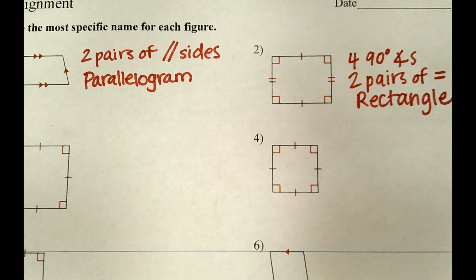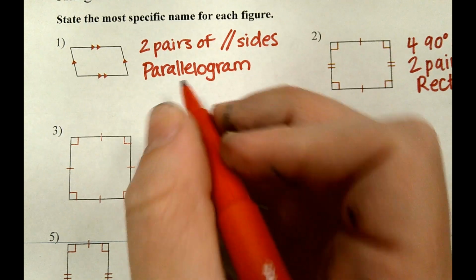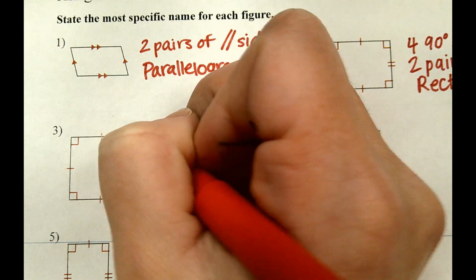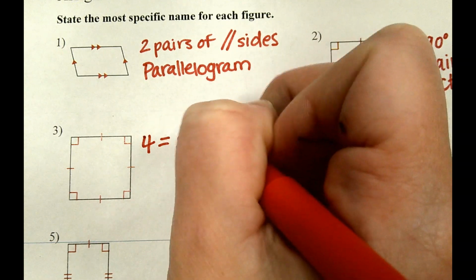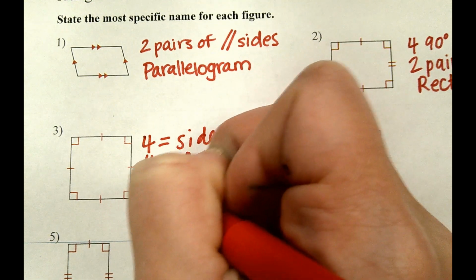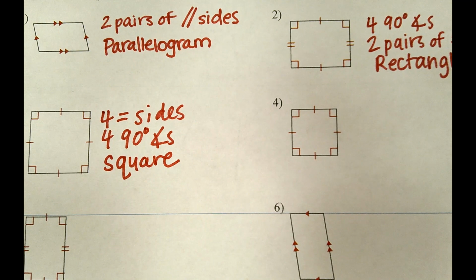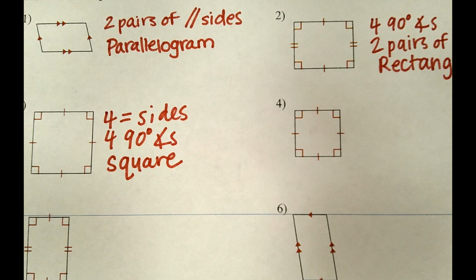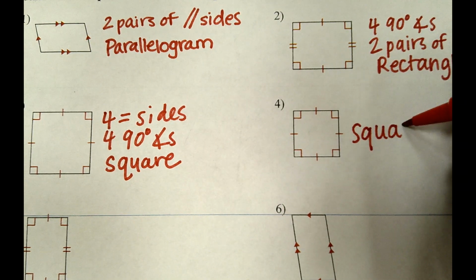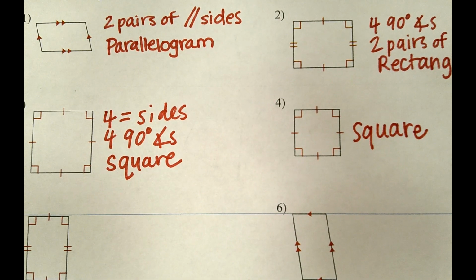What about number 3? That's a square. How do you know it's a square? 4 equal sides and all 90-degree angles. So that is a square. Good. What about number 4? A smaller square. It's got the same features as number 3, so that would be a square. Okay.